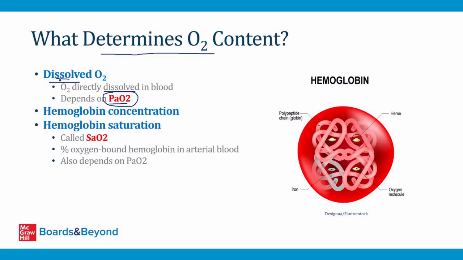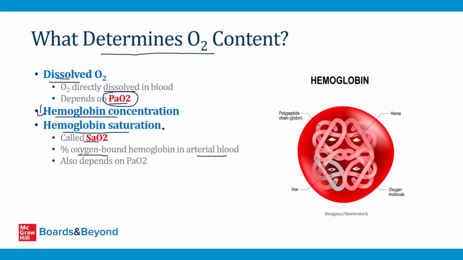So that means the second thing that determines our oxygen content of our blood is the hemoglobin concentration. If a person has anemia and there's a decrease in hemoglobin, that's going to reduce the amount of oxygen in our blood. And then beyond the hemoglobin concentration, oxygen content also depends on hemoglobin saturation. This is called the SaO2. It refers to the percent of oxygen-bound hemoglobin in arterial blood.